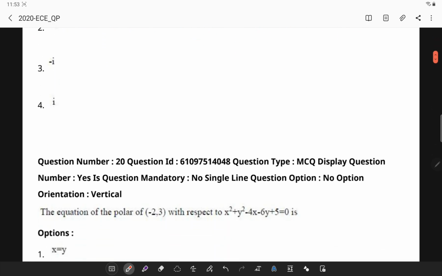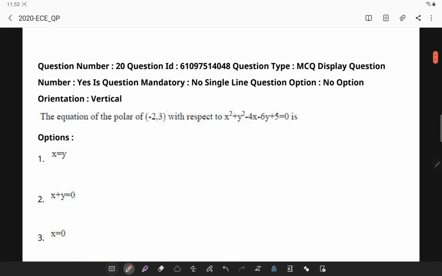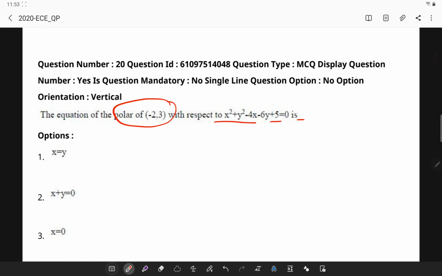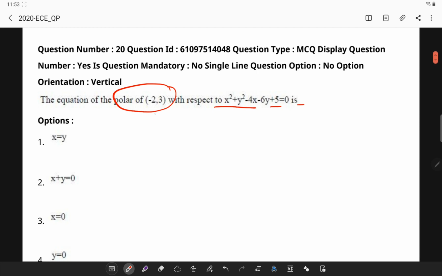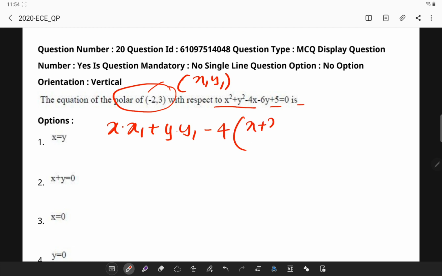So the next question is: find the equation of the polar of the point (minus 2, 3) with respect to this equation. So the equation will be x into x1, taking the point as x1 and y1, plus y into y1, minus 4. I will be replacing x with (x plus x1) by 2 and y with (y plus y1) by 2, plus 5 is equal to 0.